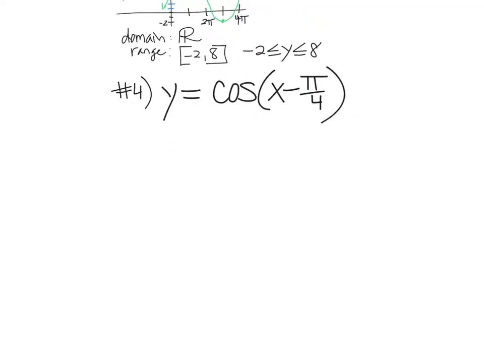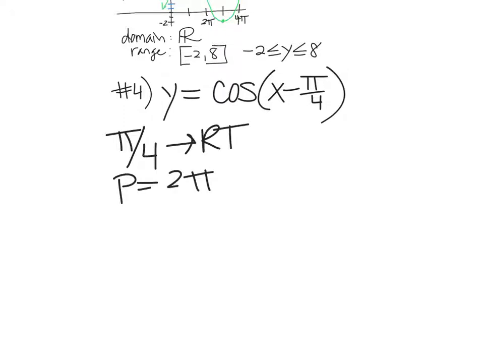Okay? This is your basic cosine graph, just shifted pi over 4 to the right. So we're going to shift pi over 4 to the right. The period is still 2 pi. It's 2 pi over b. B is the coefficient of x, which is 1. And the amplitude is 1.